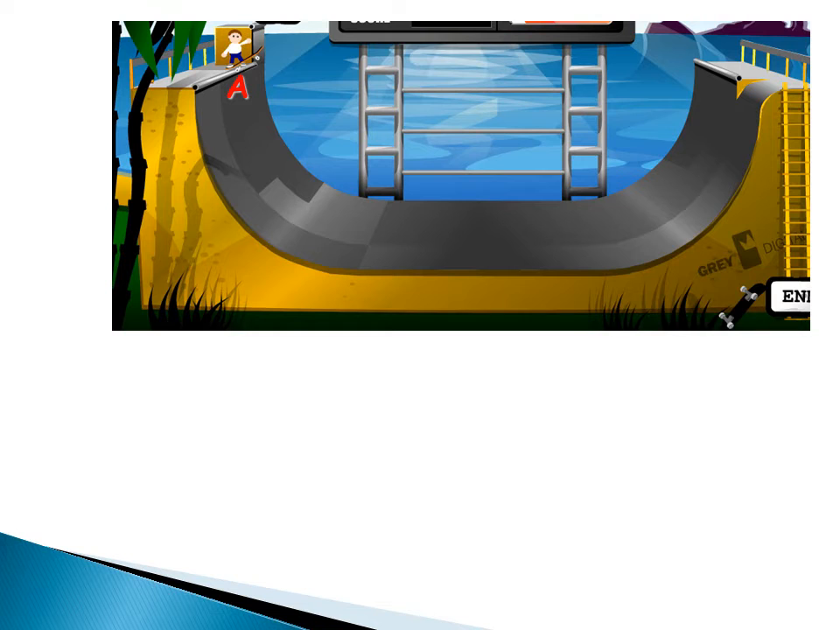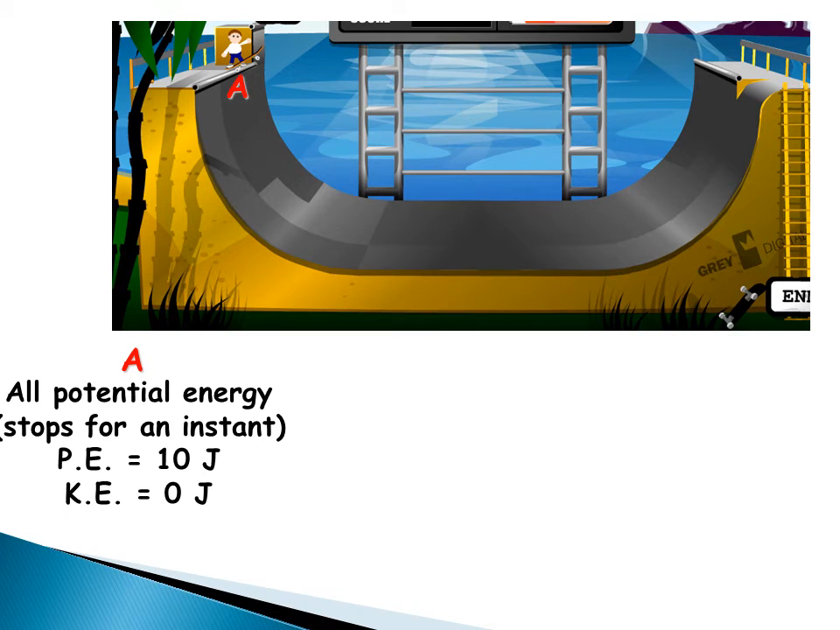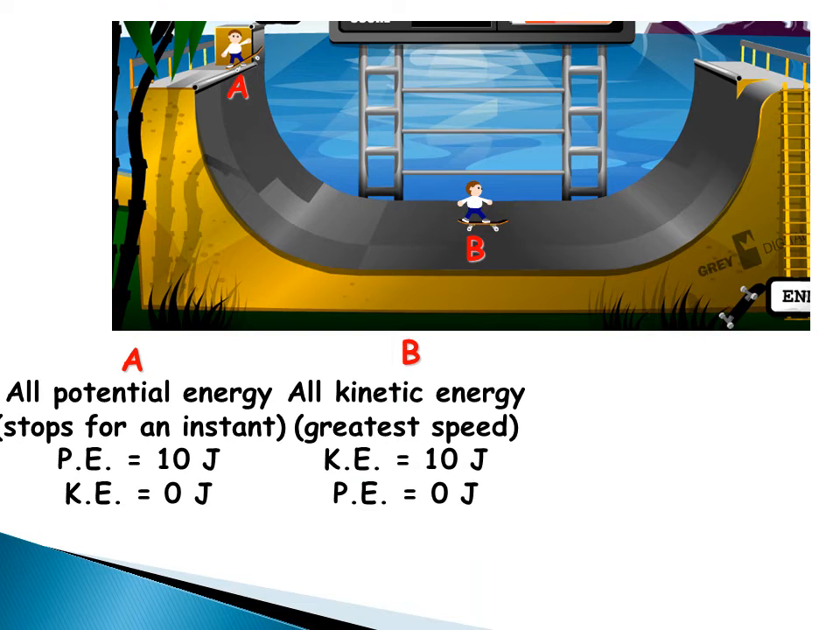Okay, so let's take a look at this diagram. So at the start of our skateboarder, he has all the potential energy. He's not moving. Okay, so let's say he has 10 joules of energy. And that's all potential. He has no kinetic energy because he's not moving yet. He starts down the hill. He gets to the bottom. Okay, so his height is 0. He has 10 joules of kinetic energy now and no potential.